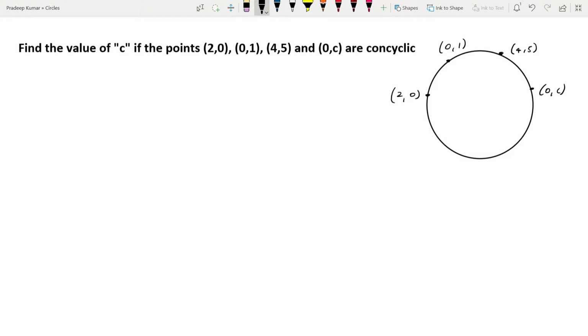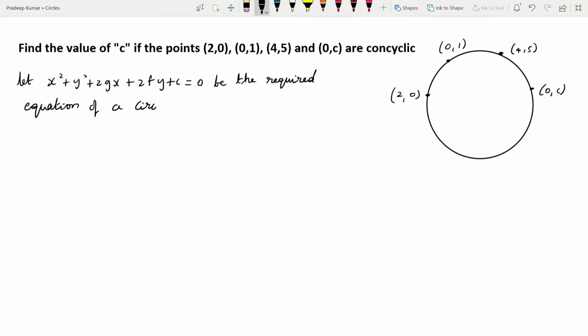For that, what we'll do is write the general equation and substitute all the points in the general equation, with which we can easily find the value of c. So let's write that. Let x squared plus y squared plus 2gx plus 2fy plus c equal to 0. This is the general equation of the circle. So I can write, be the required equation of a circle.